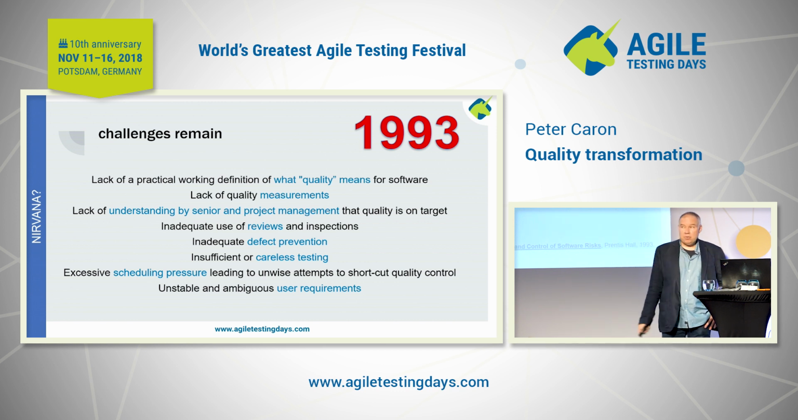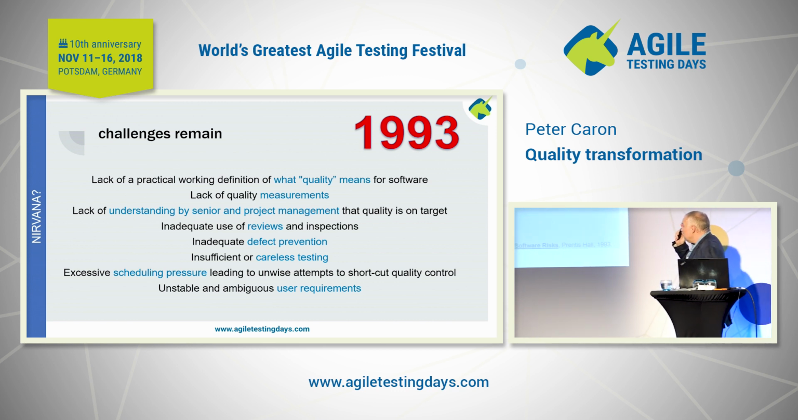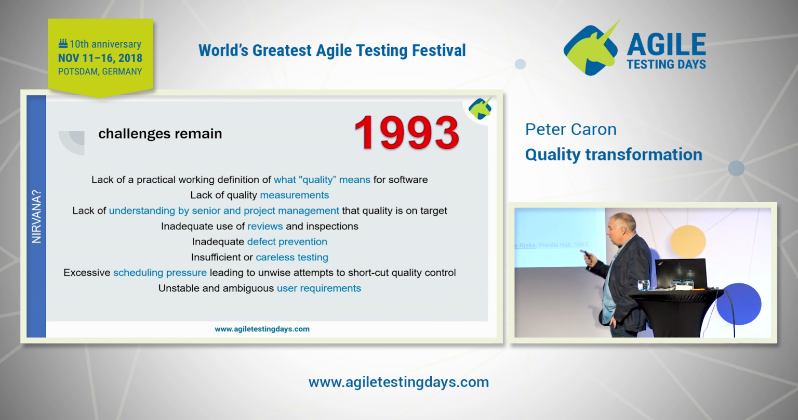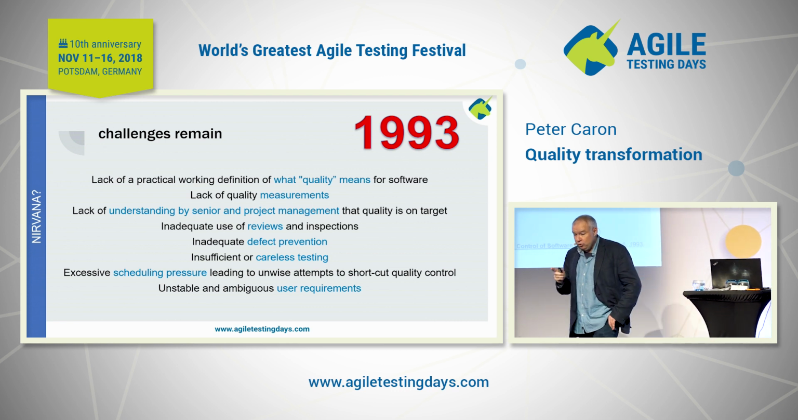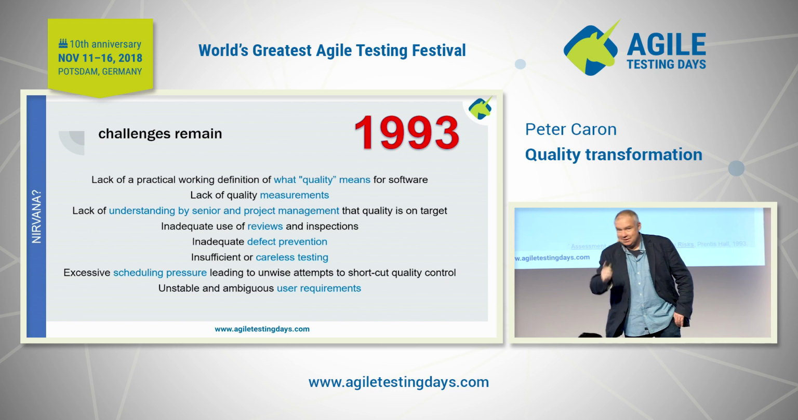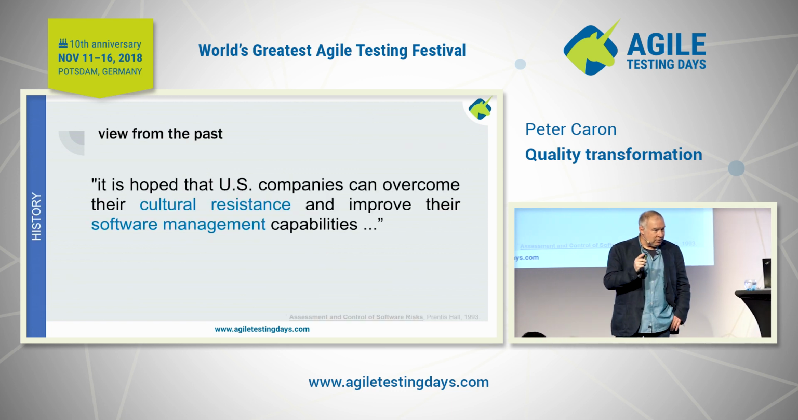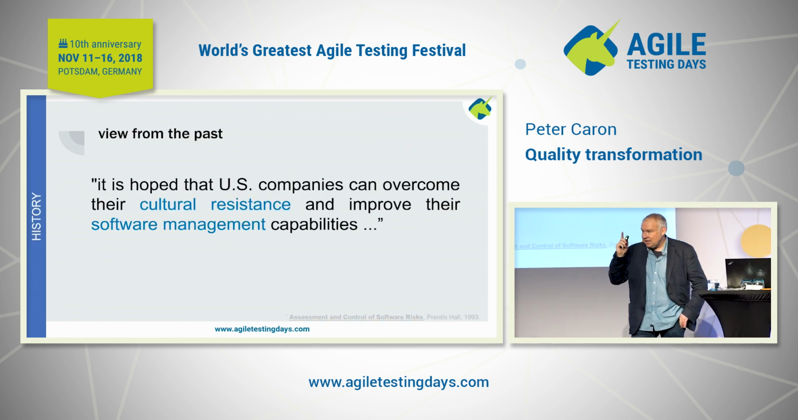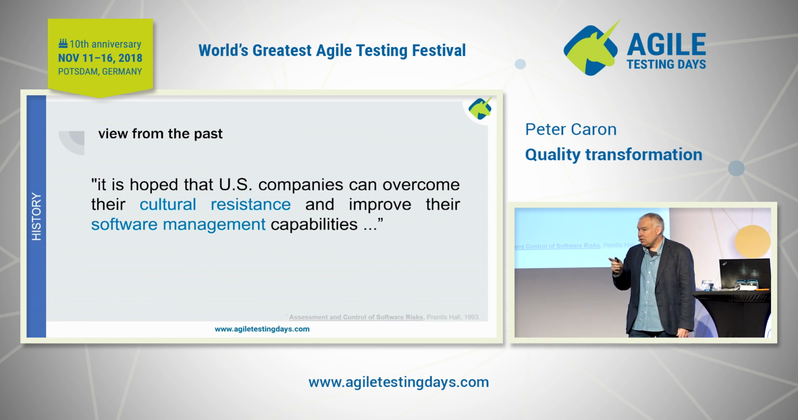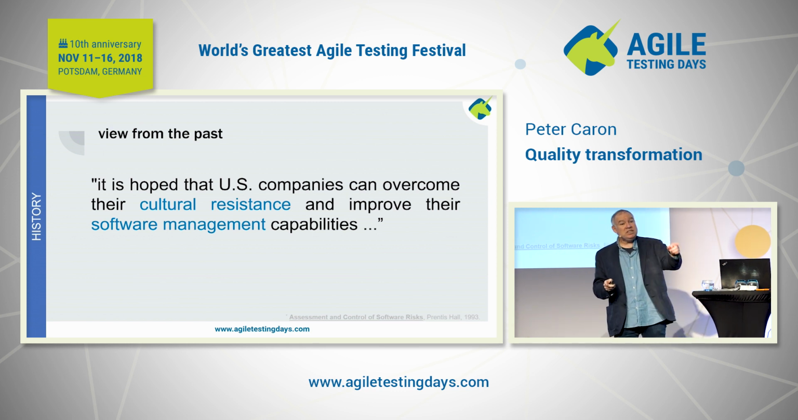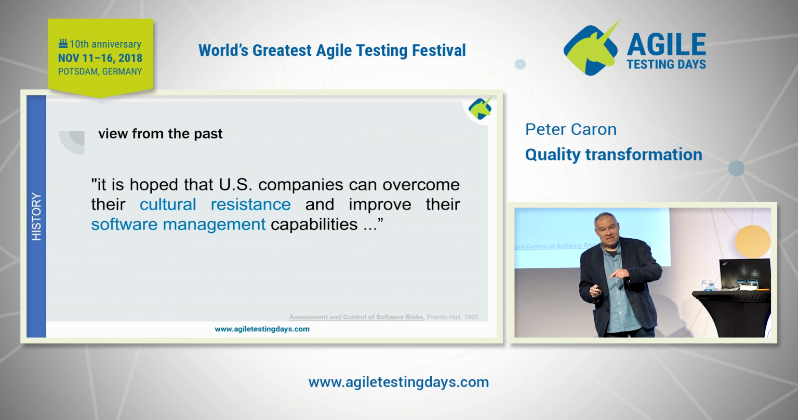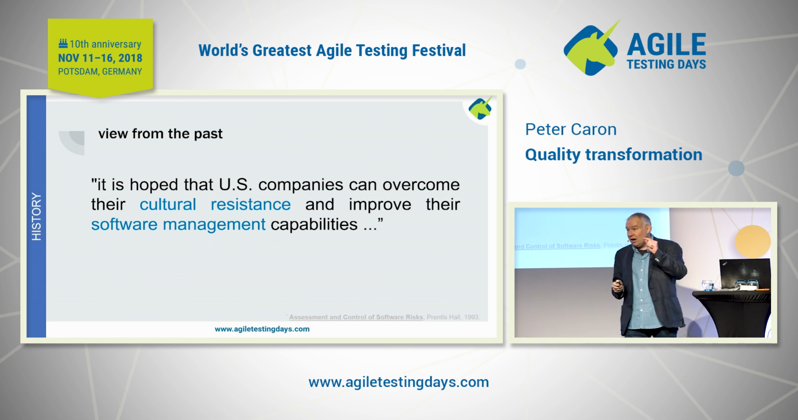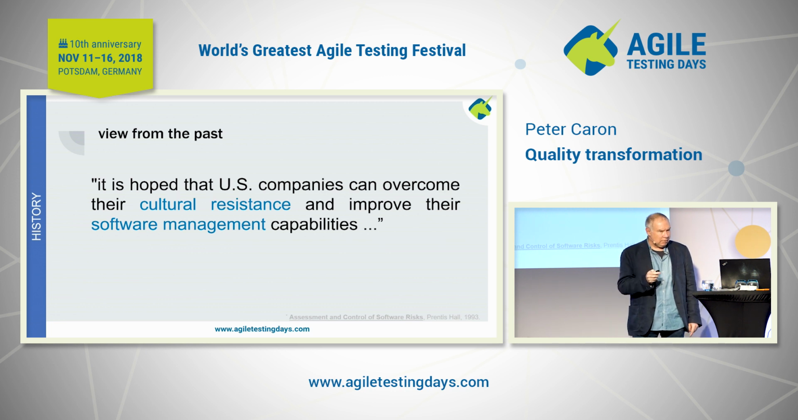Now, a view from the past. He wrote, "It is hoped that US companies can overcome their cultural resistance and improve their software management capabilities." That is very, very important. He recognized that it was cultural resistance that was causing this problem in 1993, and we still see these problems in 2018. That is a quarter of a century later, we still see the same problems. Why do we see the same problems?